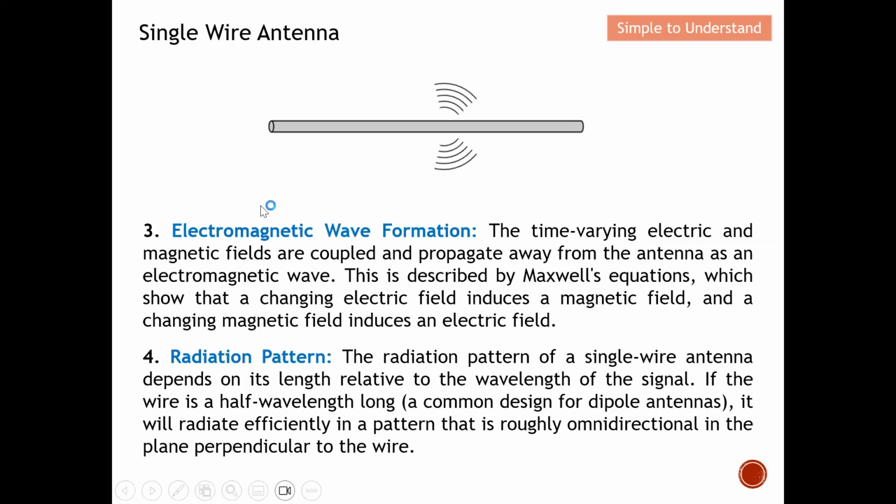Next, the third, on the electromagnetic wave formation: the time varying electric and magnetic fields are coupled and propagate away from the antenna as an electromagnetic wave. So basically this is the antenna, and you can see that the EMF actually propagates away from the antenna. This is described by Maxwell's equations, which show that a changing electric field induces a magnetic field, and a changing magnetic field induces an electric field.